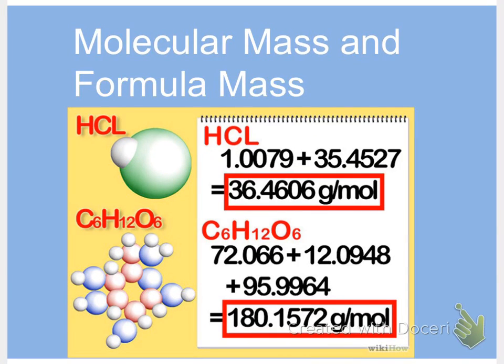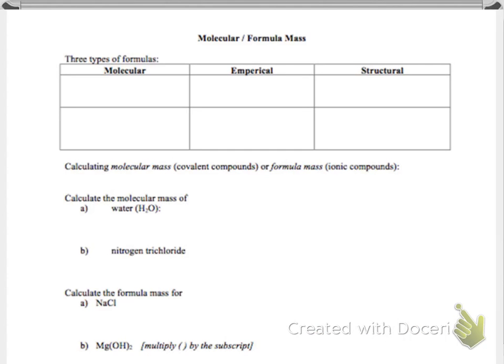In this podcast, we're going to learn how to calculate the molecular mass and the formula mass for formulas. And remember that molecular mass and formula mass are really the same thing. If it is covalent, we call it the molecular mass, and if it's ionic, we call it the formula mass. There's three different types of formulas that we're going to talk about.